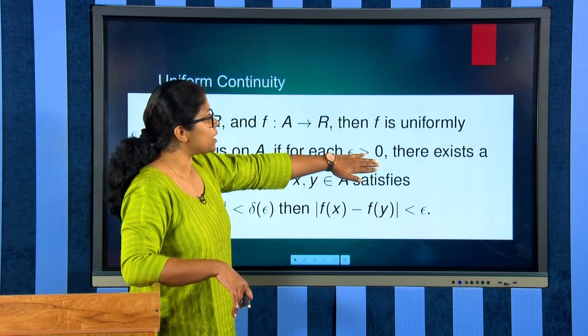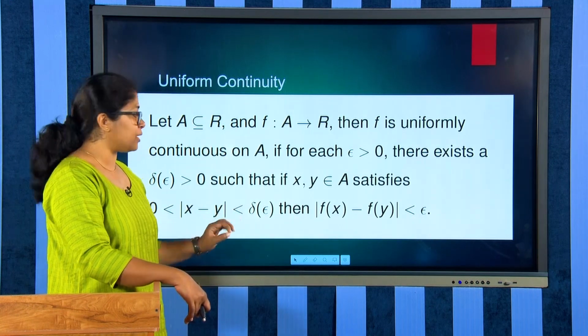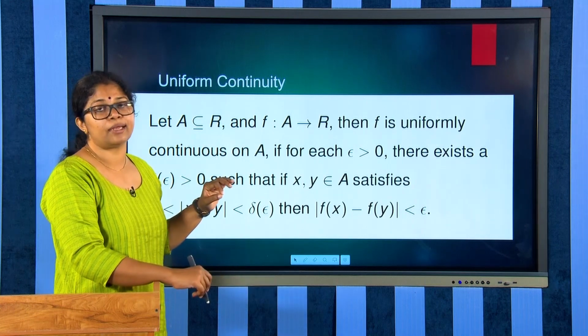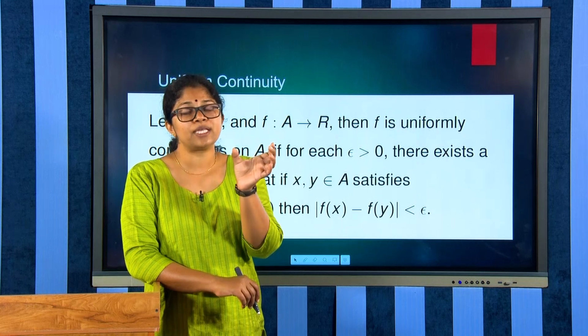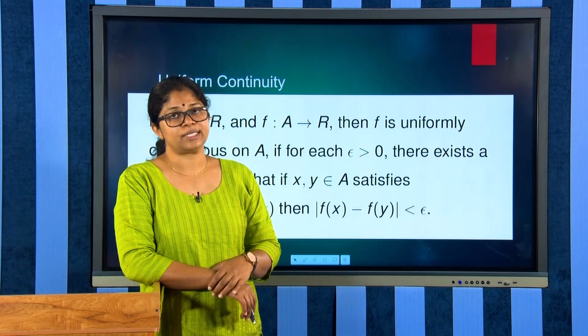For each epsilon greater than 0, there exists a delta of epsilon greater than 0. Look at this delta, it is given to be delta of epsilon, which emphasizes that this delta depends only on the epsilon value and not on the x or y values that are chosen.